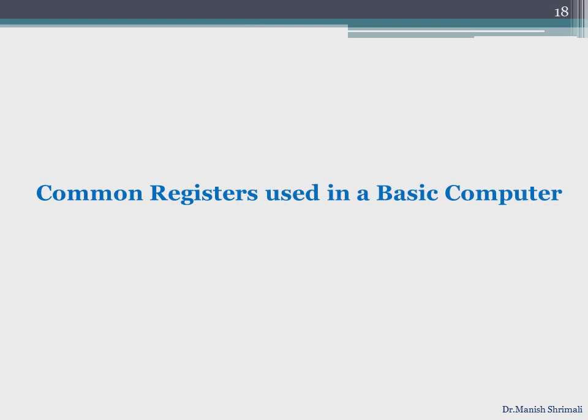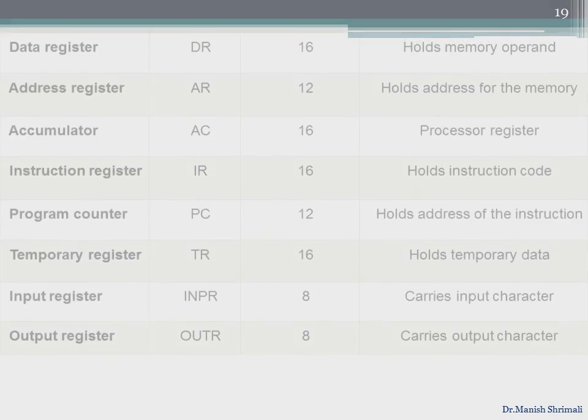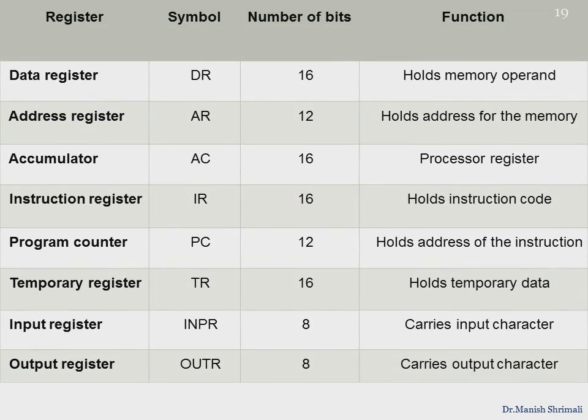The common registers used in a basic computer, as you can see in this particular diagram, are the data register, address register, accumulator, instruction register, program counter, temporary register, input register and output register. Also, we have shown in this diagram that the different symbols corresponding to all these registers are given in the column with the number of bits that each register occupies. Also, the function of each register is defined in the last column.